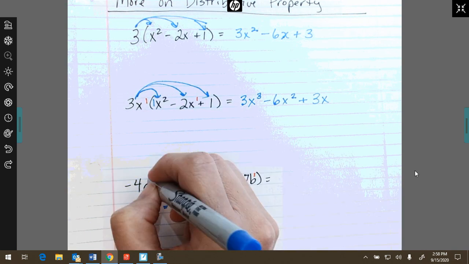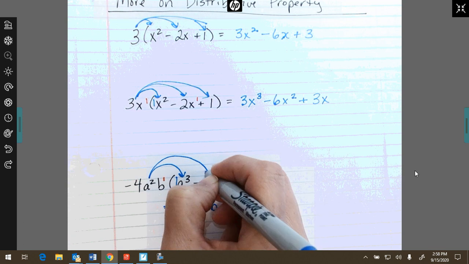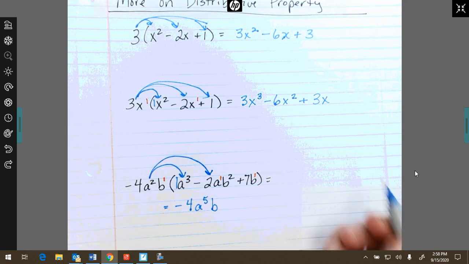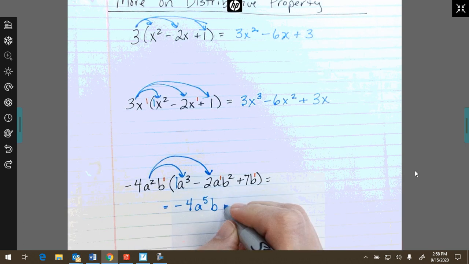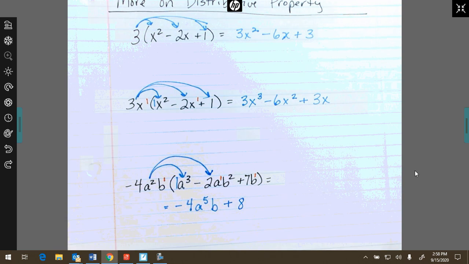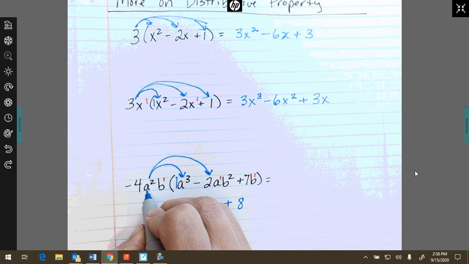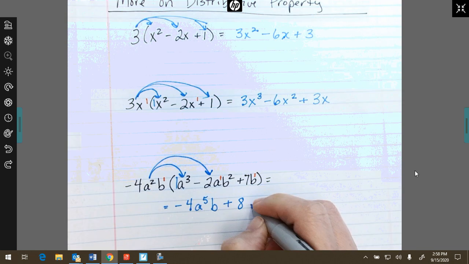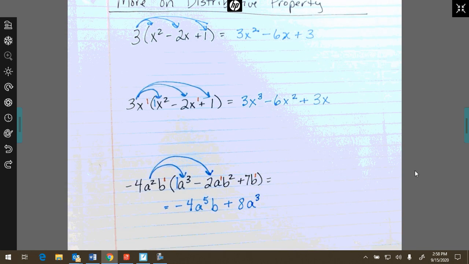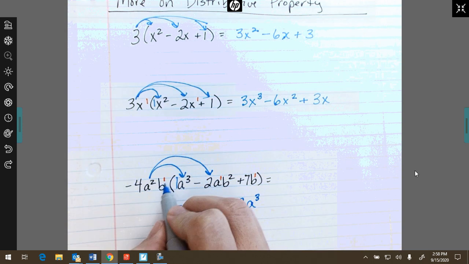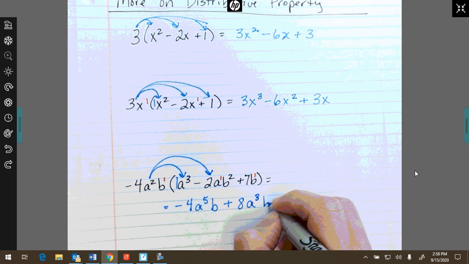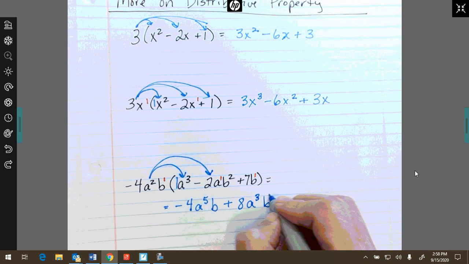And then I'm going to go negative 4a squared b times negative 2ab squared. So negative 4 times a negative 2, guys, that's a positive 8. So plus 8. Then I'm going to do the a's. A to the second, a to the first, that's a to the 2 plus 1 is 3. Then I'm going to do the b's. B to the first, b squared, that's going to be b to the 1 plus 2 is 3.